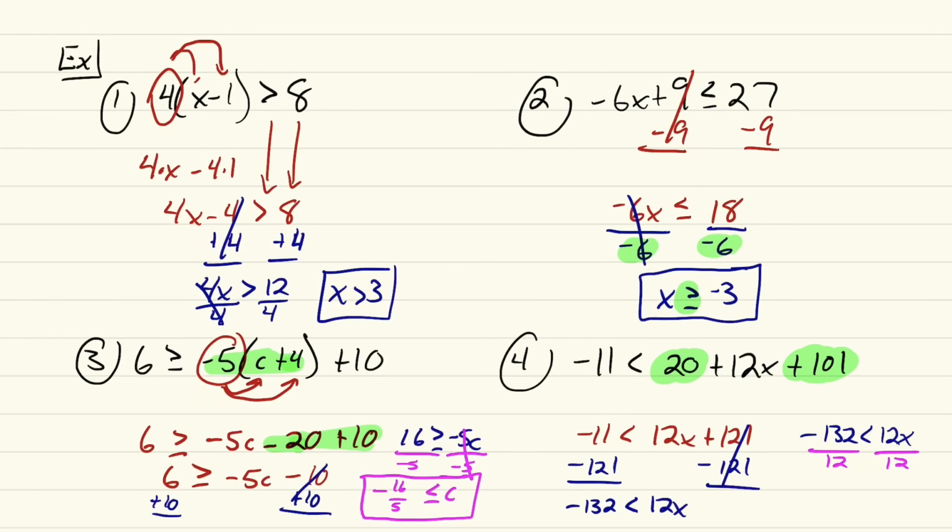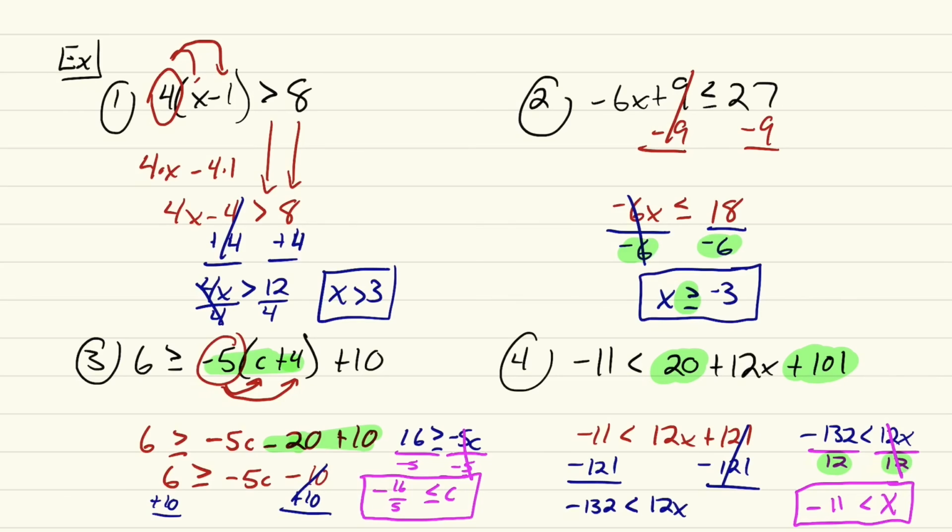And notice that we didn't actually divide by a negative number. We covered this in the last section too. We're dividing by a positive number. And anytime that we divide by a positive number, we don't have to flip our sign. So the 12s cancel, leaving me with x. The sign stays the same. And negative 132 divided by 12 is negative 11. And we're done.